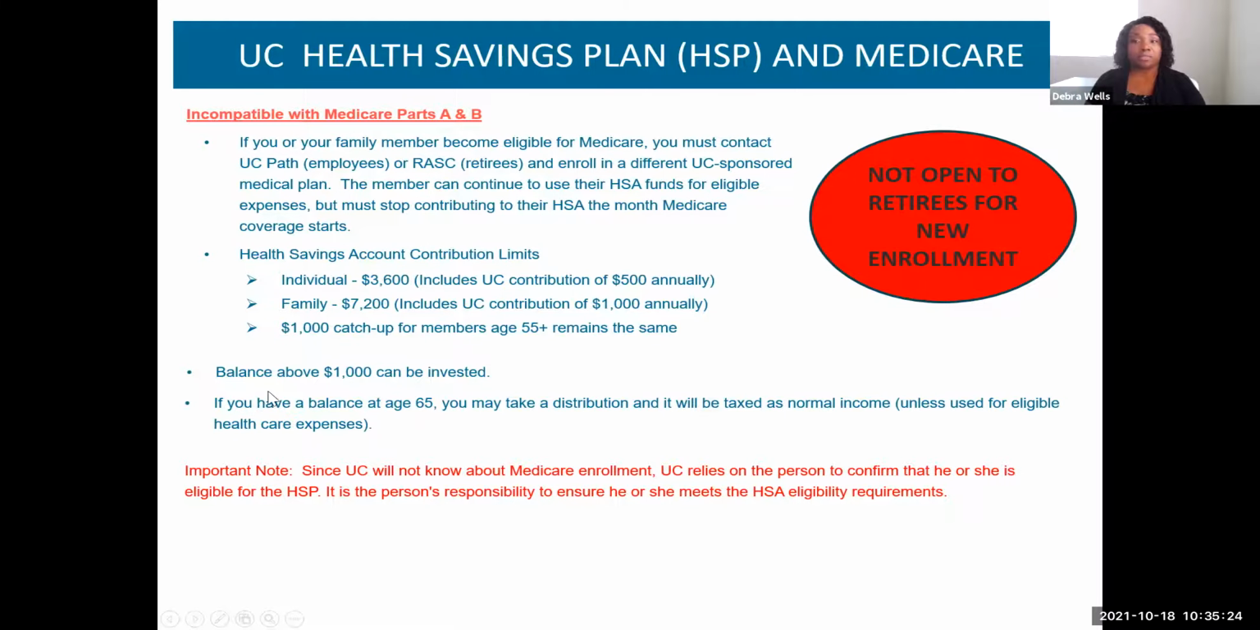And any balance over $1,000 can be invested. And after the age of 65, whatever money is in your health savings account turns into, you could say, real cash.